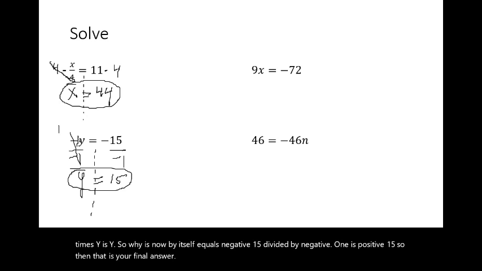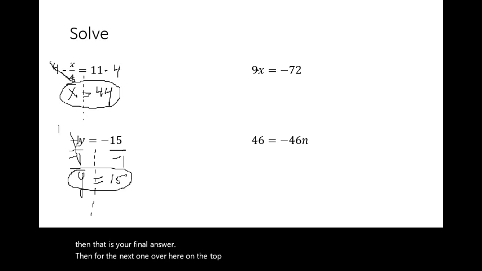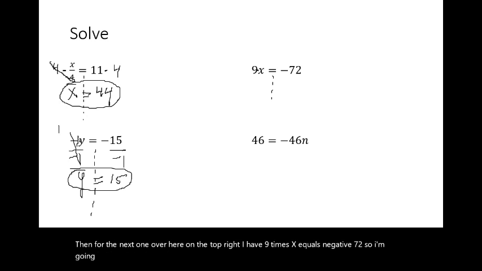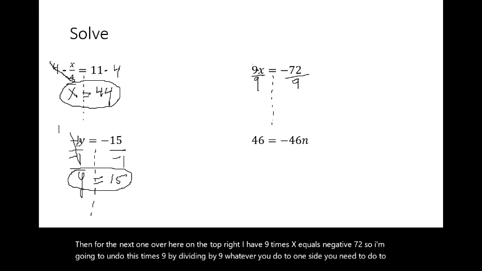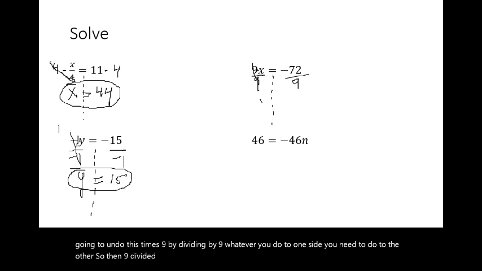Then for the next one over here on the top right, I have 9 times x equals negative 72. So I'm going to undo this times 9 by dividing by 9. Whatever you do to one side, you need to do to the other. So then 9 divided by 9 is 1. 1 times x is just x, equals negative 72 divided by 9 is negative 8, because remember, a negative divided by a positive is a negative.